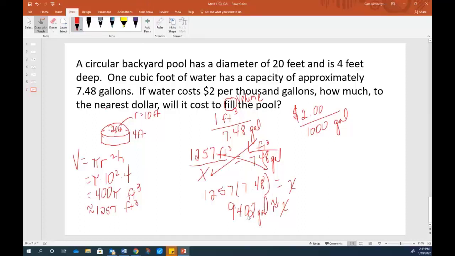Okay, now I have 9,402 gallons, and I need to pay approximately $2 for every 1,000 gallons. So I can set up another ratio and say, well, how much do I need to pay for 9,402 gallons if it's $2 for every 1,000 gallons? So again, I'm using cross products. 9,402 will be multiplied by 2. 1,000 times x is 1,000x. So 1,000x comes out to 18,804.